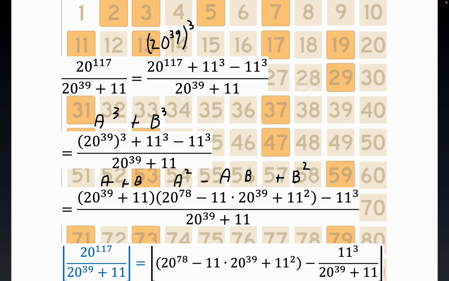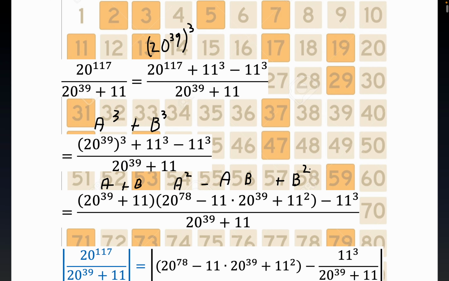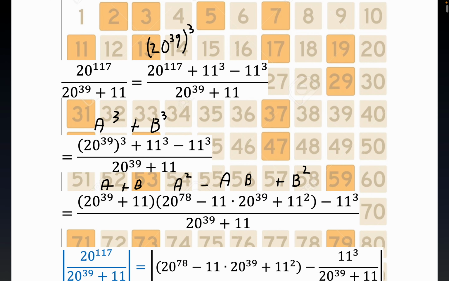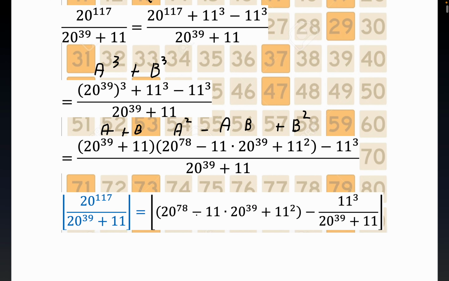Now we've made some progress, because remember, we were trying to find the floor of the object. So I switched back; I just didn't carry the floor through here, I put it back in right here. Notice that this factor right here will cancel with this factor. And then you have minus 11 cubed over that factor. Okay, now let's keep going.